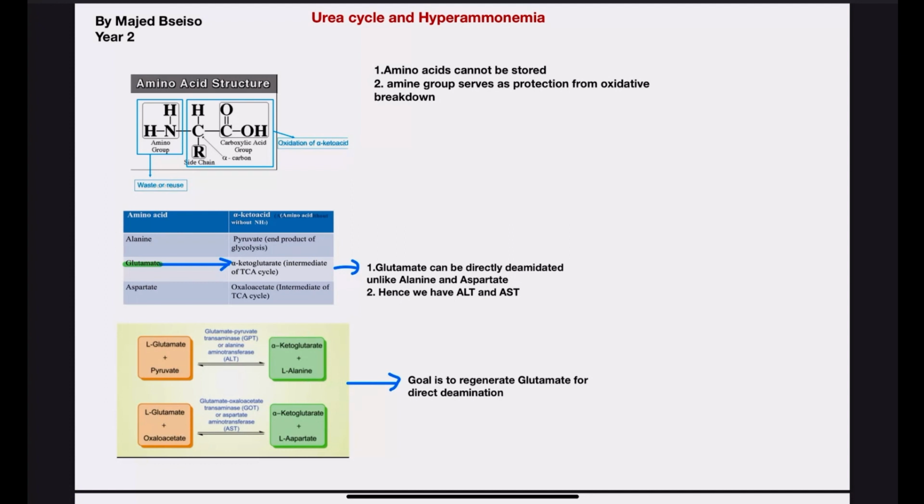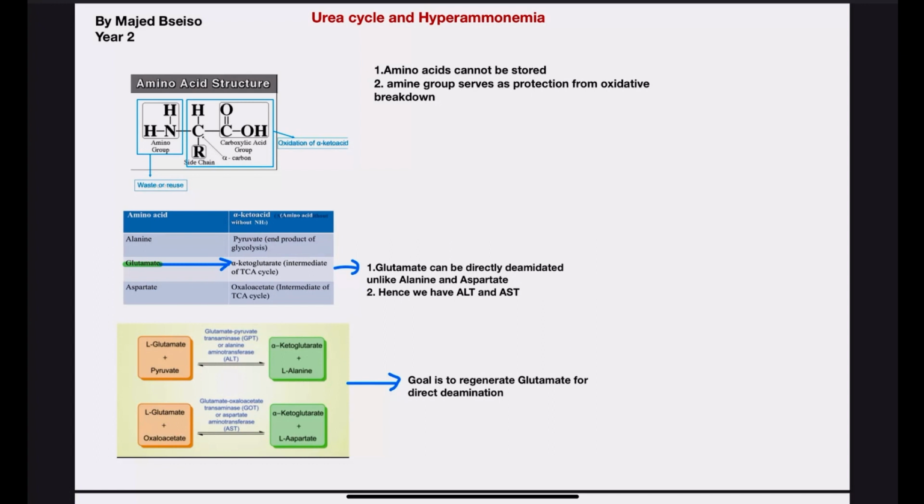Another thing to understand is that amino acids cannot be stored, unlike other structures such as glucose, which can become glycogen and be stored in that form, or fatty acids that become triglycerides in adipose tissues. This is not the story here. These amino groups serve as protection from oxidative breakdown, and our goal here is to remove these amino groups from amino acids and incorporate them where?